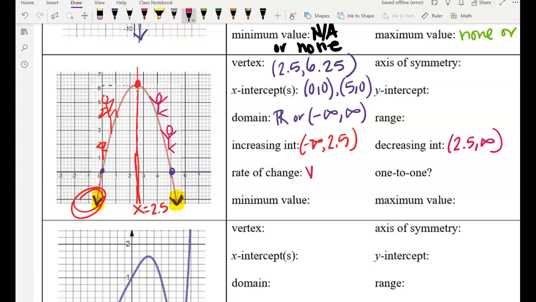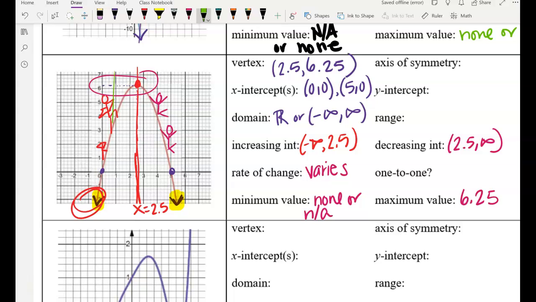Rate of change, we are going to say it varies for now because we are not going to learn the slope yet for anything except a line and the absolute value function. Minimum value, there is no minimum value. None or NA, okay? We do have a maximum value, student. It's at the very top here. So the maximum value is the y value, and that's usually the vertex y. So that's 6.25.